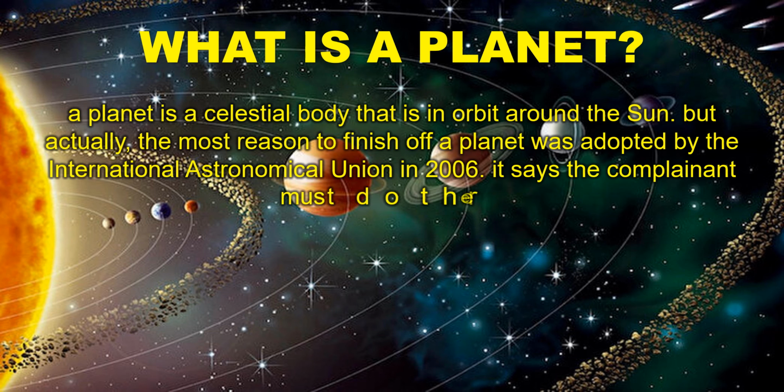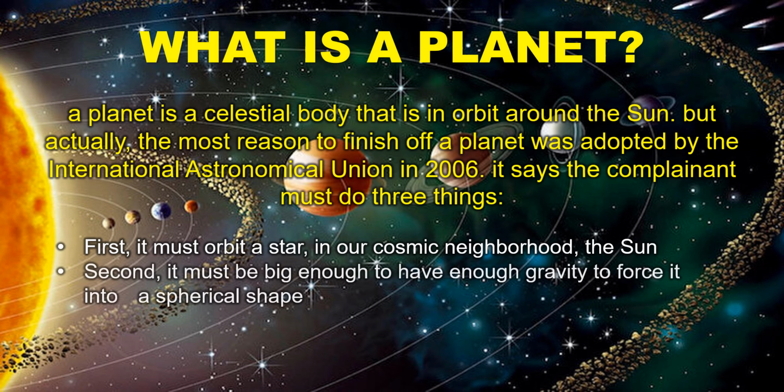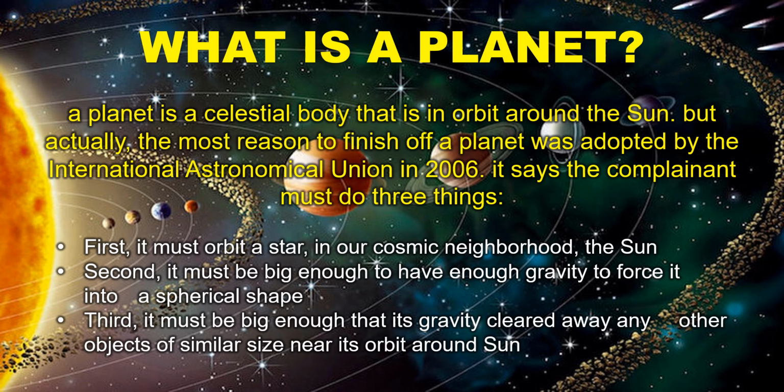But actually, the most recent definition of a planet was adopted by the International Astronomical Union in 2006 and says the celestial body must do three things. First, it must orbit a star in our cosmic neighborhood, which is the Sun. Second, it must be big enough to have enough gravity to force it into a spherical shape. And third, it must be big enough that its gravity has cleared away any other objects of similar size near its orbit around the Sun.